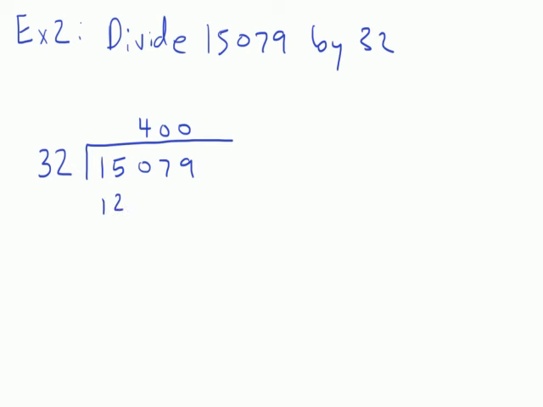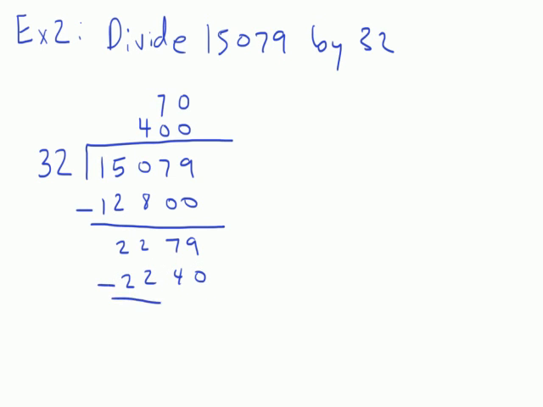Multiplying 400 times 32 gives us 12,800. Subtracting that result from 15,079, I'll get 2,279. And that should look pretty familiar. Well, that was the biggest hundreds. Looking at the biggest tens place, we should see that 70 times 32 is less than this amount, and in fact is 2,240. Subtracting that off of the 2,279, we should see that 39 is left. There's 1 32 in 39, and that leaves us with a remainder of 7.